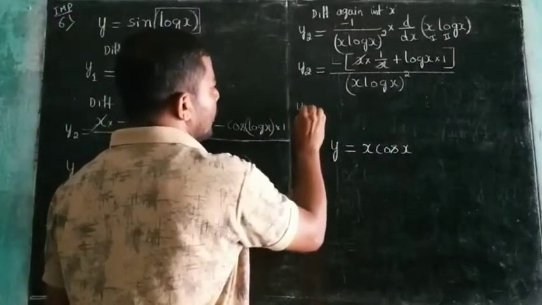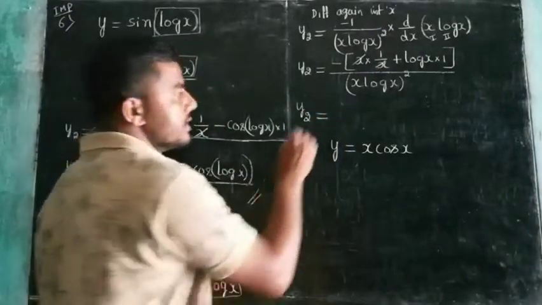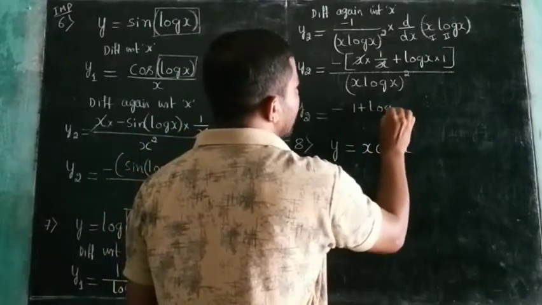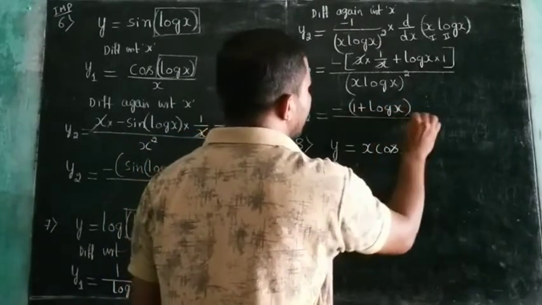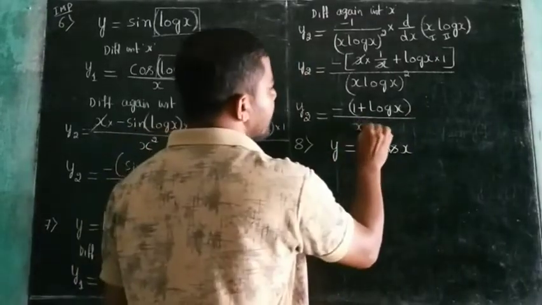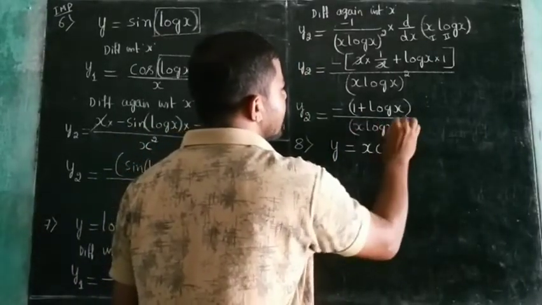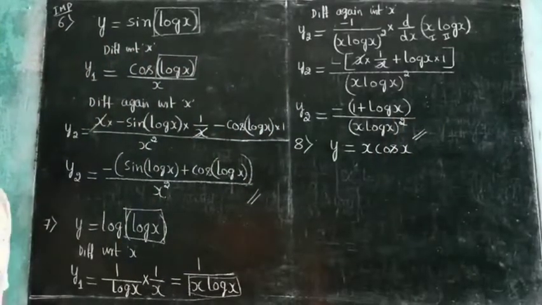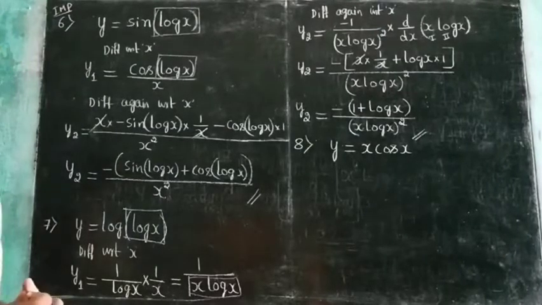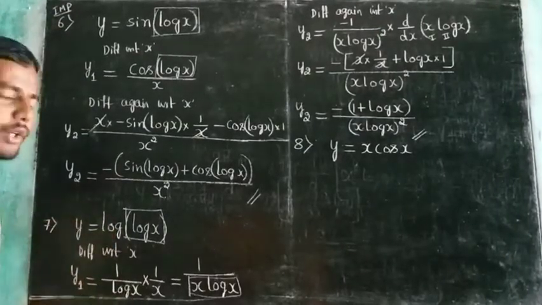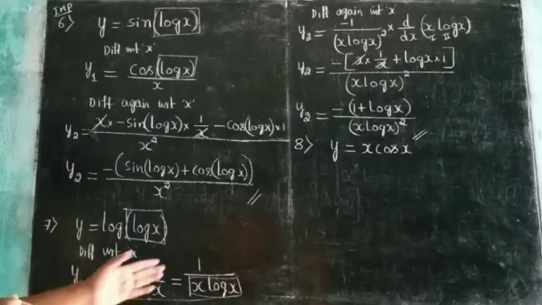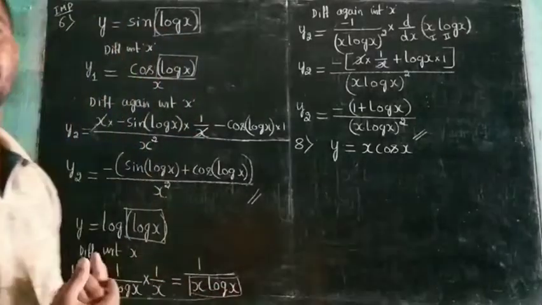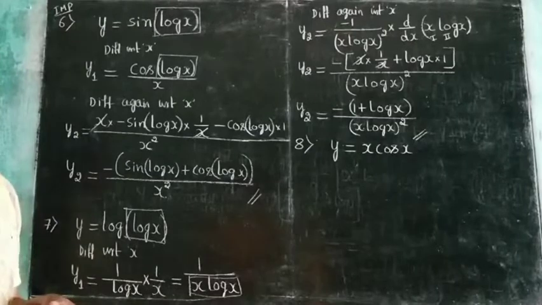Finally y2 is equal to minus of 1 plus log x whole divided by x log x whole square. This is the final result. Or another method is u by v rule, the quotient rule.